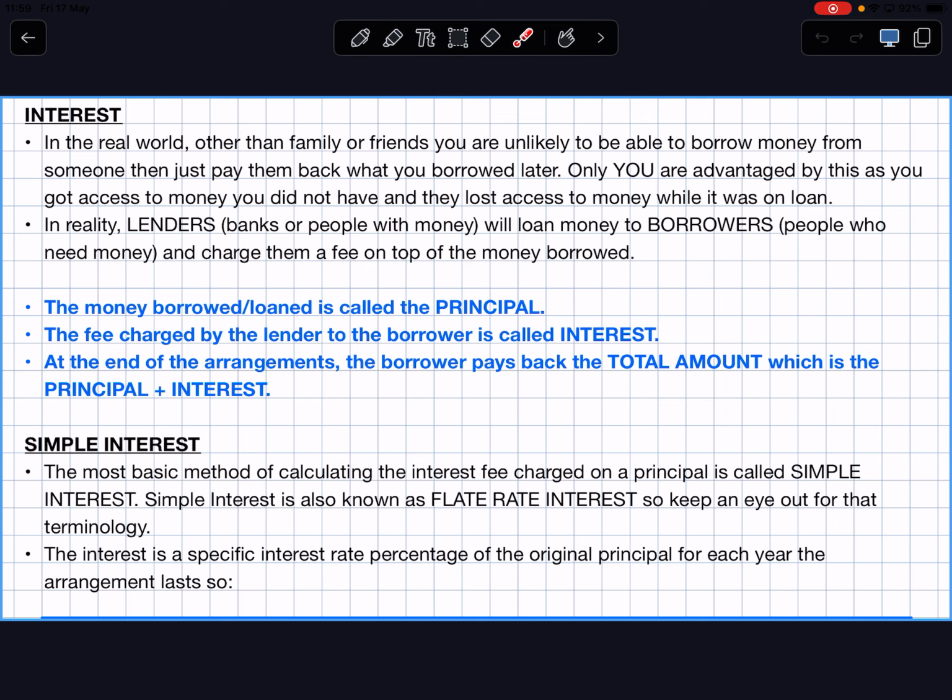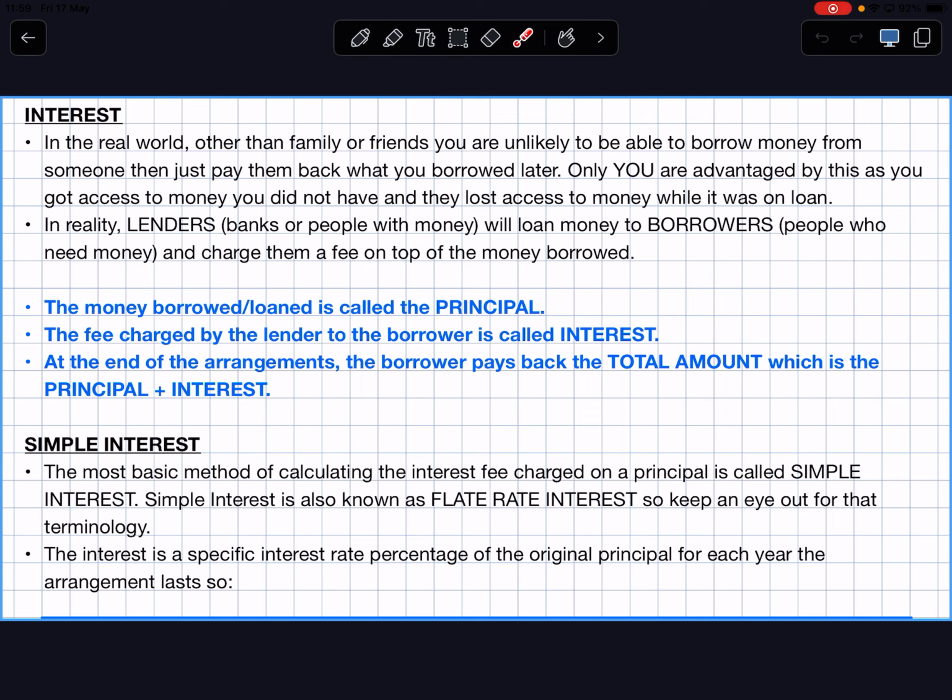And in the real world, people like to be advantaged themselves. So in reality, lenders, which are banks or people with a lot of money, are going to loan money to borrowers, people like you, who need money. And on top of that, they charge them a fee on top of the money that you borrowed. So this is where the terminology is. That's why it's in blue. The money that's borrowed or loaned is called the principal. The fee charged by the lender to the borrower is called interest.